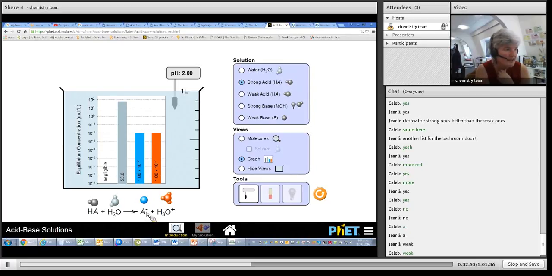If I had, say, ethanoic acid, and its conjugate base is ethanoate, then it just simply depends where the equilibrium lies, but both of them will be weak, but the weaker the acid, the stronger the conjugate base would be.